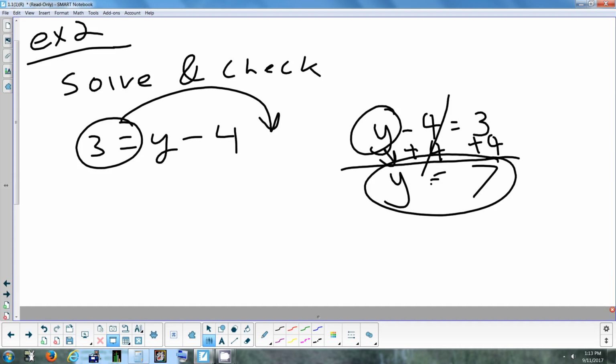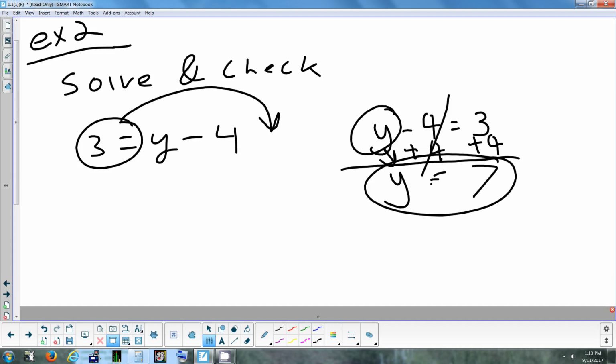Now my directions also say to do what? Check it. How do I check it? Put the 7 in place of the Y. Is it okay if I keep it this way? I like this way better. I don't like when it's backwards. I like to change it around.